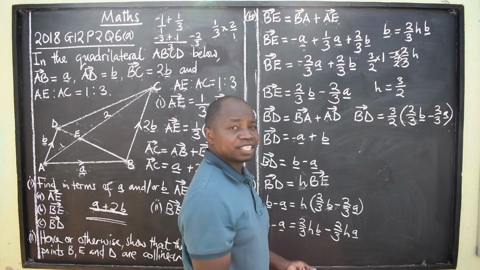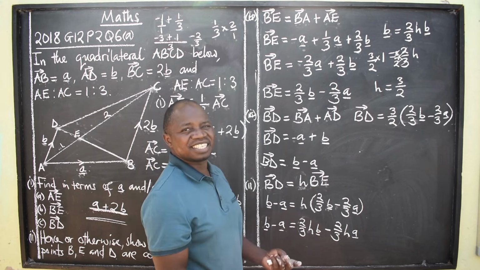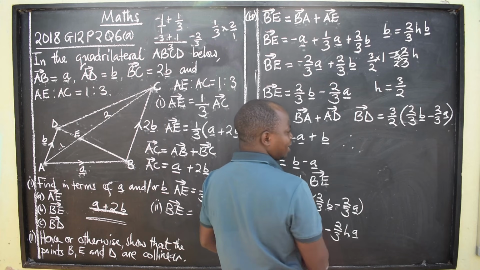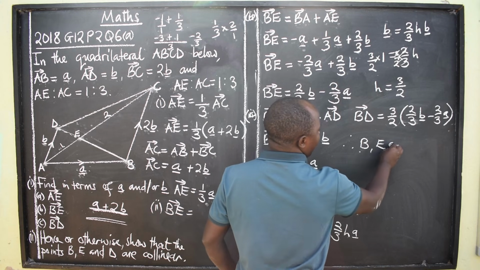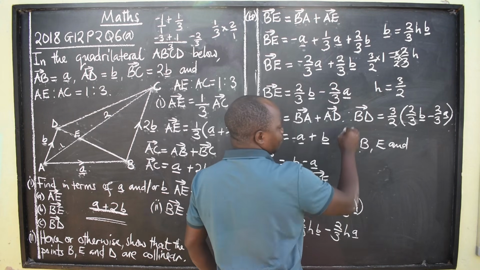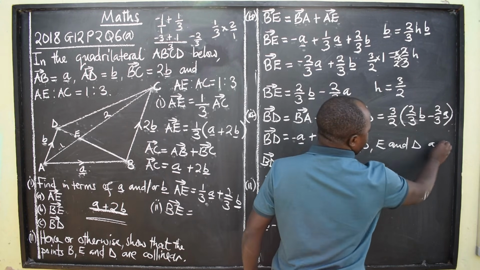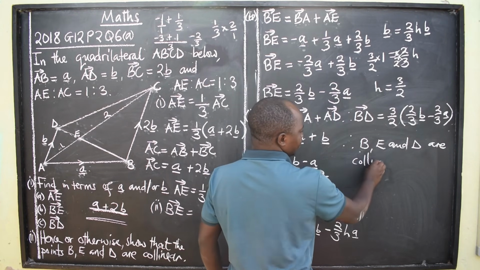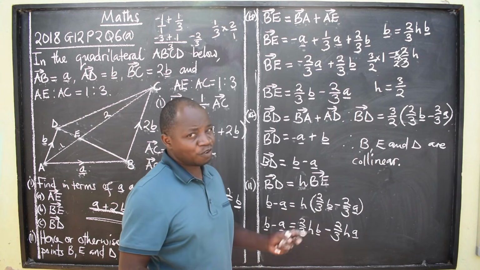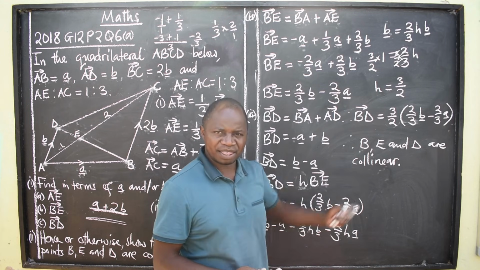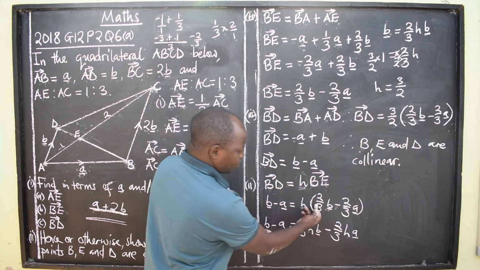Even here, you can substitute. That is collinear. You can simply say, therefore, the points B, E, and D are collinear. Like that. Of course, this is not the only method. The other method that you can show is when you factorize here.